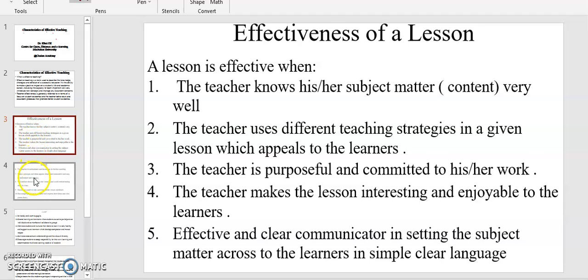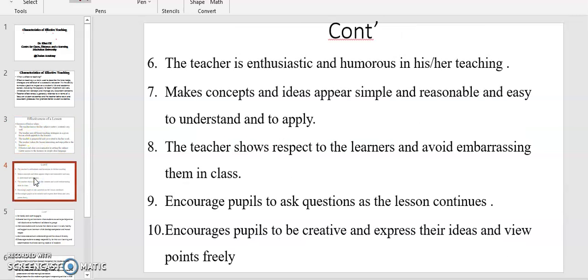That is number 5. And number 6, we can say that a lesson is effective when the teacher is enthusiastic and humorous in his or her own teaching. It's actually when a teacher makes concepts and ideas appear simple and reasonable and easy to understand and to apply.